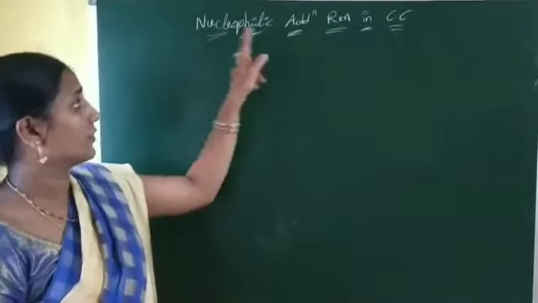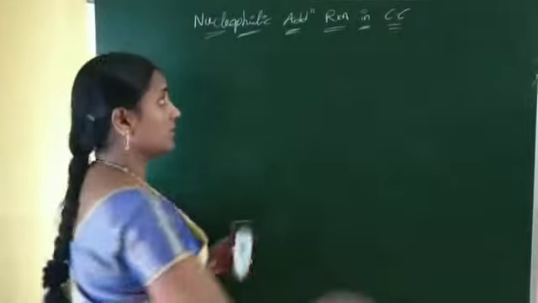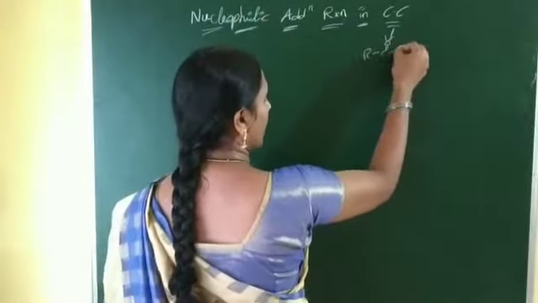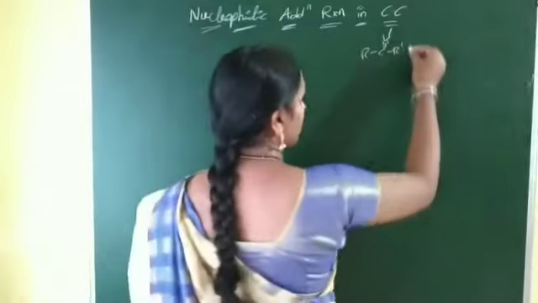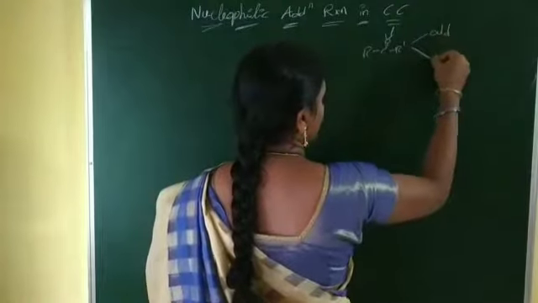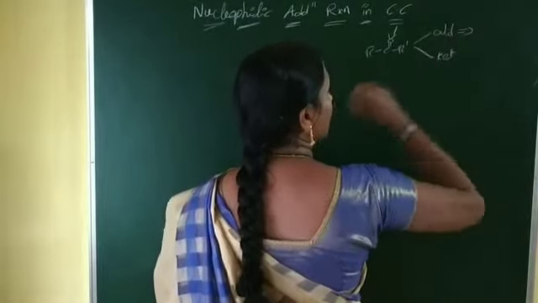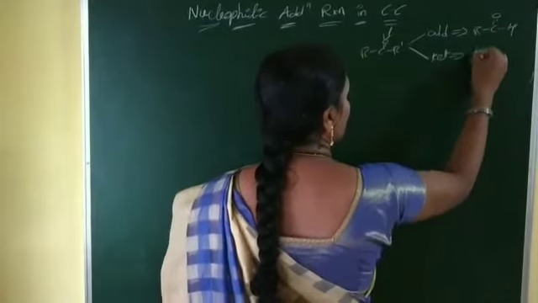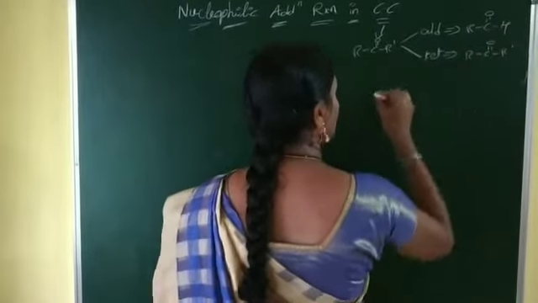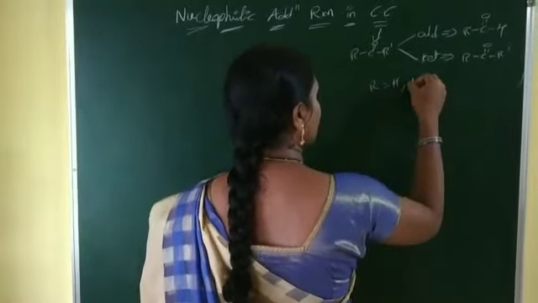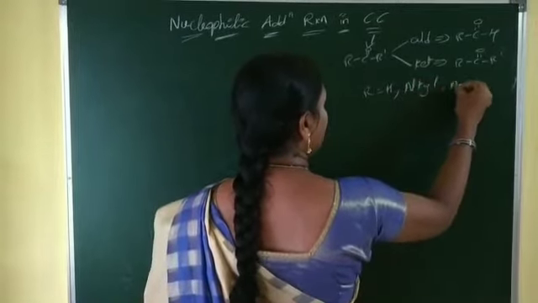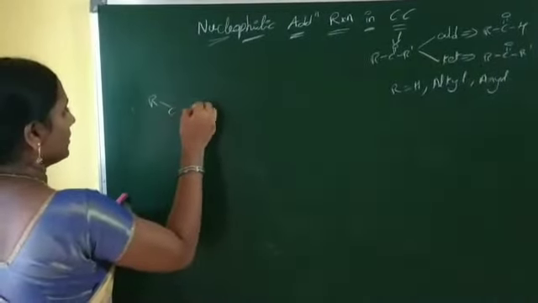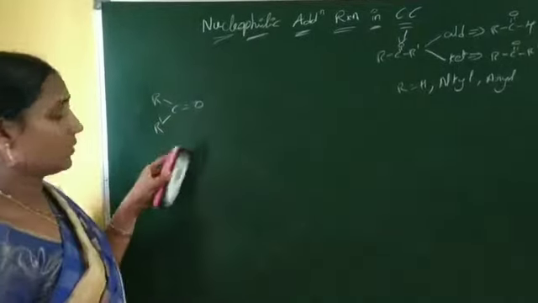Today we will discuss nucleophilic addition reactions in carbonyl compounds. You know what a carbonyl compound is? The functional group of a carbonyl compound is R, C double bond O, R dash. Carbonyl compounds are nothing but the combination of aldehydes and ketones. The aldehyde functional group is R, C double bond O, H, and the ketone functional group is R, C double bond O, R dash, where R is hydrogen or any alkyl or aryl group.